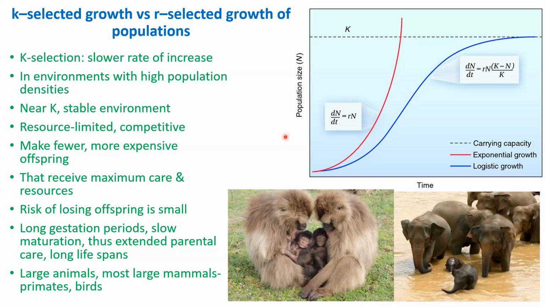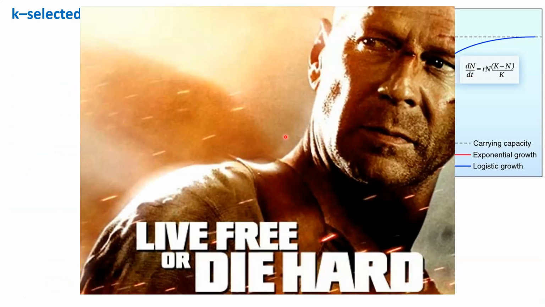Most large animals, primates, are examples. Birds are an excellent example here. Birds, regardless of their body sizes, are a good example for K selection. So the motto, or the theme, for K selected species is this: live free, die hard.